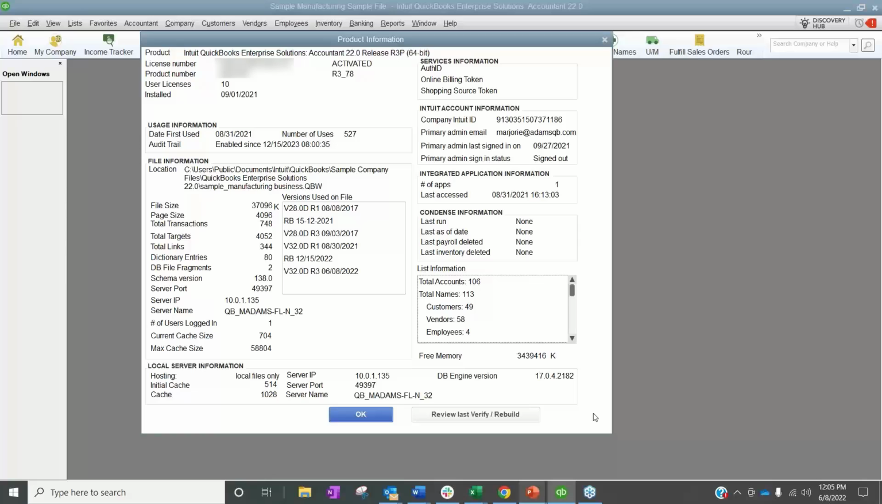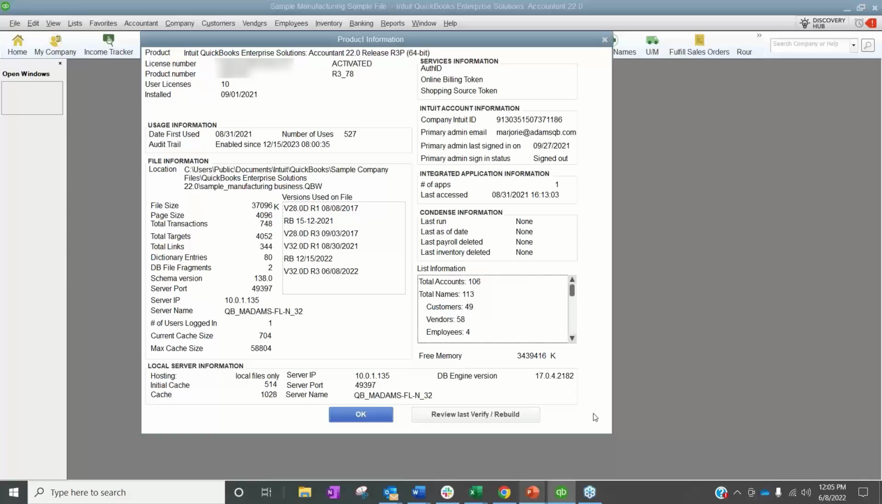But how do you identify that? Like, where do you know that there are target chain errors? So if you go and run, well, first off, if you run a verify, you will get errors that will show up and say that there's target chaining errors.